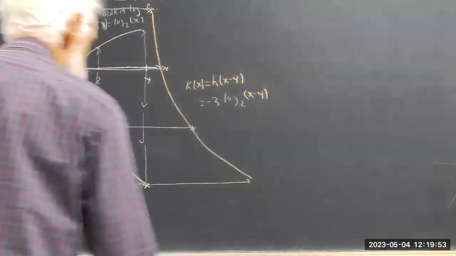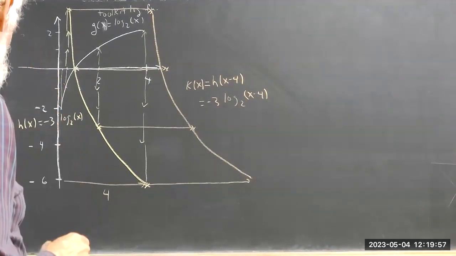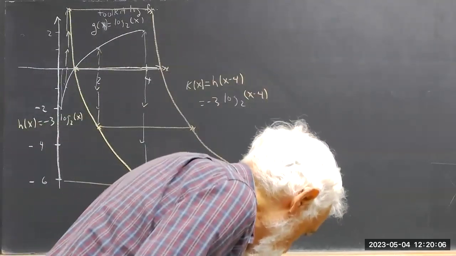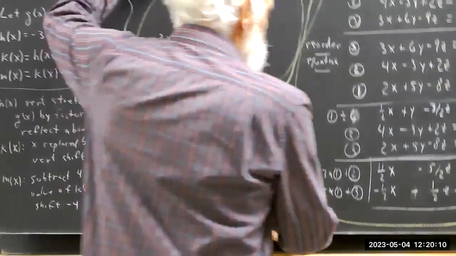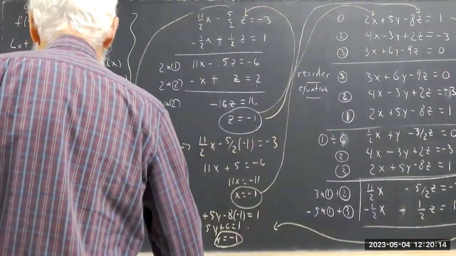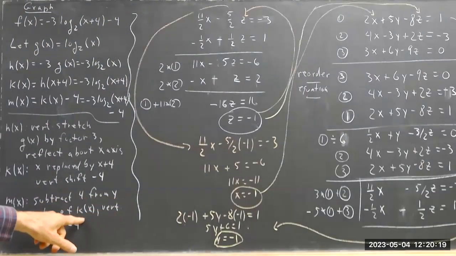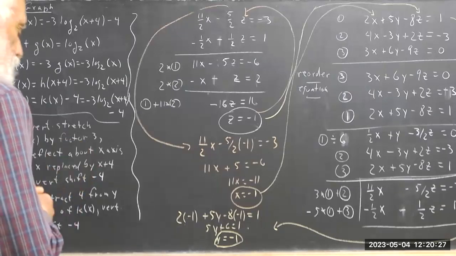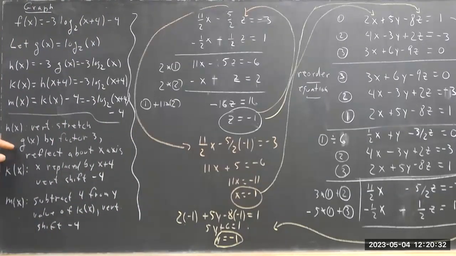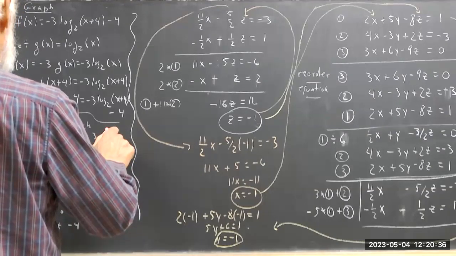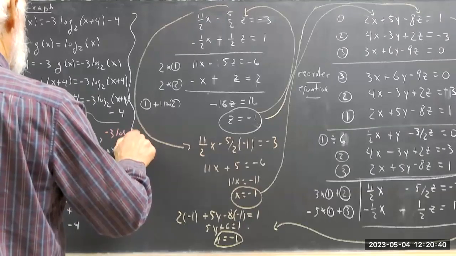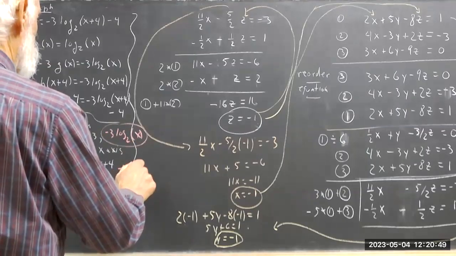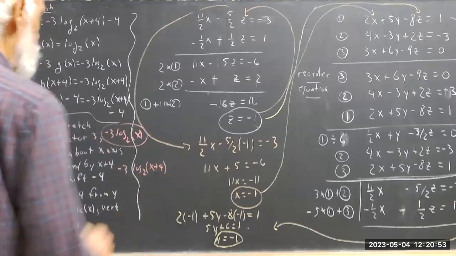Well, then finally, I have my m of x. And really, let's look at this thing that I labeled m of x, because really, we've got another name. M of x, we subtracted 4 from the y value. K of x. Okay. The function that we get when we vertically stretch by a factor of 3 and reflect is -3 log base 2 of x. Replace x by x plus 4, we get -3 log base 2 of x plus 4.